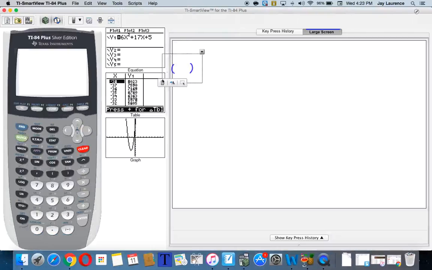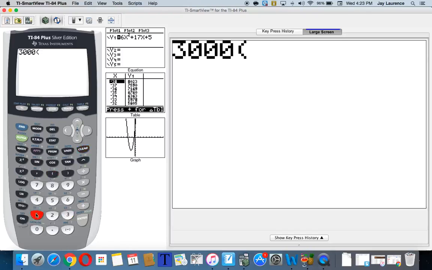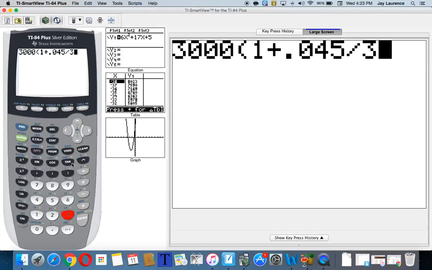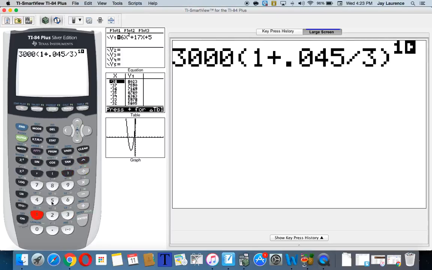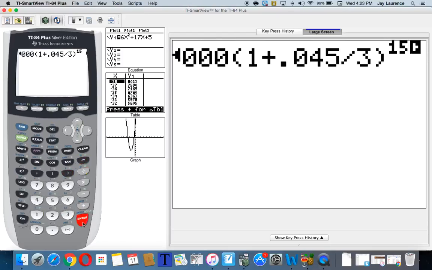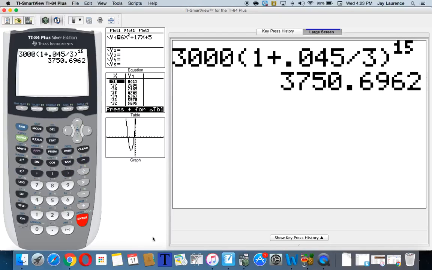Let me clear this off and make it bigger. So I'm going to go 3,000 times 1 plus 0.045 divided by 3, right? Raised to the power of what? 15. And look at that. The account is worth $3,750.70 rounded up. There you go.